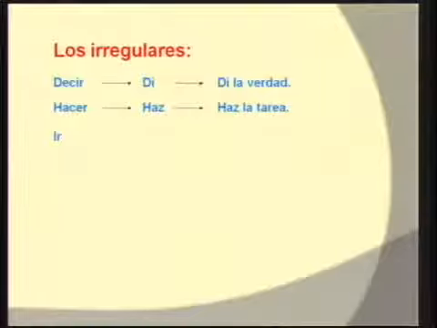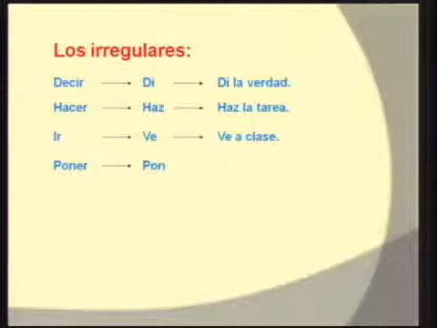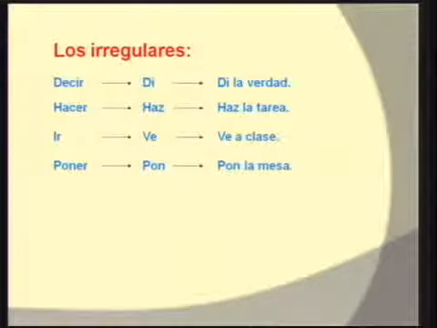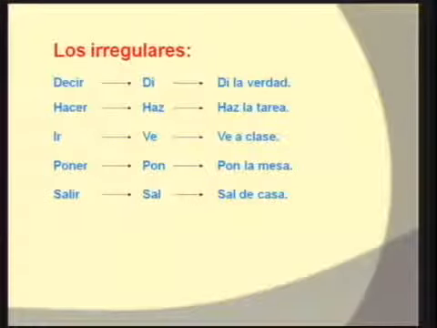Ir. Ir means to go. The command is ve. Ve a clase. Go to class. Okay? Poner. Pon. We learned the expression to set the table. The command is pon la mesa. Set the table. Salir. Sal. Sal de casa. Get out of the house. Salir means to get out, to go out, or sometimes to leave. So sal would be go out. Sal de casa. Get out of the house.